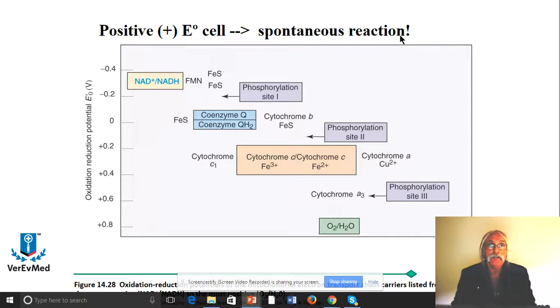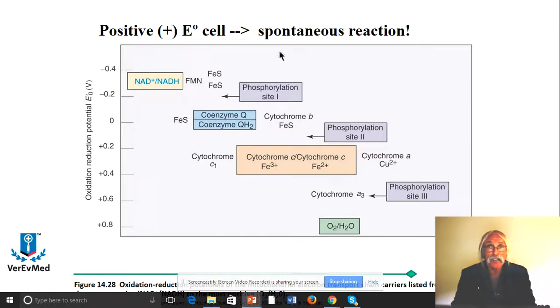Because of some blockage of electrons, we're going to move from a level of relatively negative E naughts to positive E naughts, because the electrons are going to move down this cascade. So we're going to go from the couple, these are conjugate base pairs, NAD, NADH, to coenzyme Q. Then we're going to move to the cytochromes, and ultimately to oxygen. So we're going to move from a relatively negative E naught to a positive E naught.